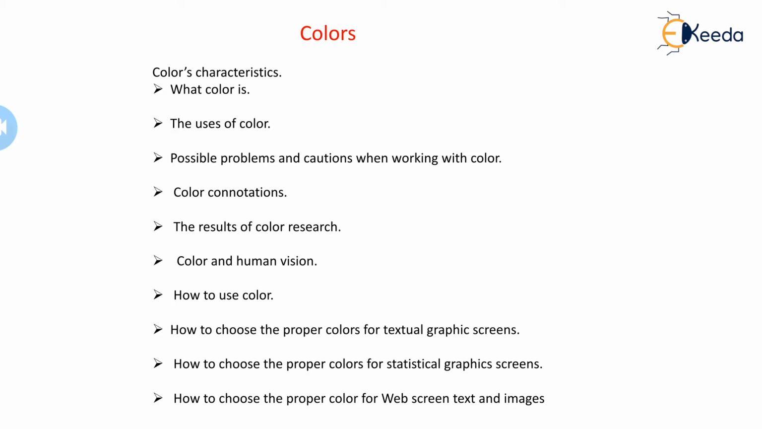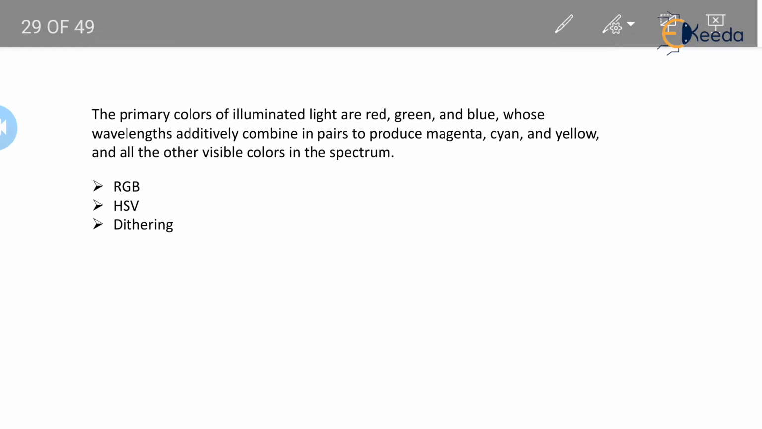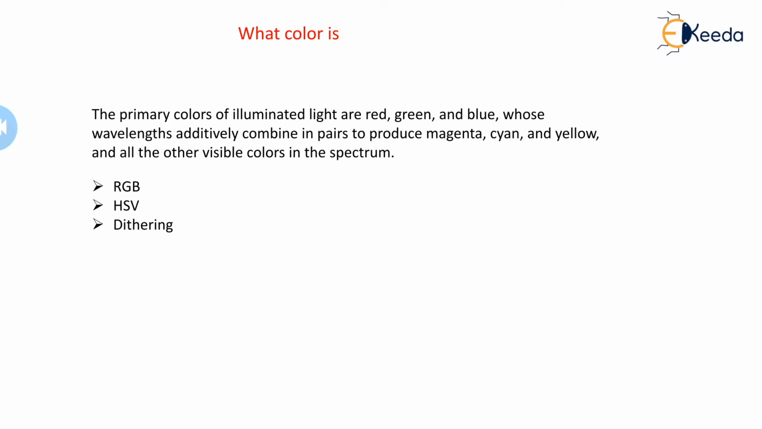So now we will see one topic after another. What color is, then we'll see the color uses. Accordingly, we are going to that menu. As I explained, we have RGB, HSB, and dithering. So, let us see about RGB. RGB is used in many color monitors that use the three primary colors of light in various combinations to create the many colors we see on the screen. By adjusting the amount of red, green, and blue representing the pixel, millions of colors can be generated.